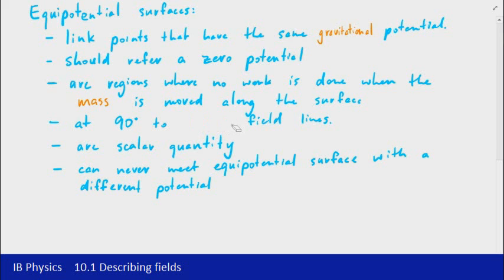Again, we need to change that to gravitational field lines. Last couple of things there, we have that equipotential surfaces as scalar quantities, and likewise they can never meet equipotential surfaces with a different potential. And so those ideas are similar across the two, whether it's gravitational fields or electric fields.